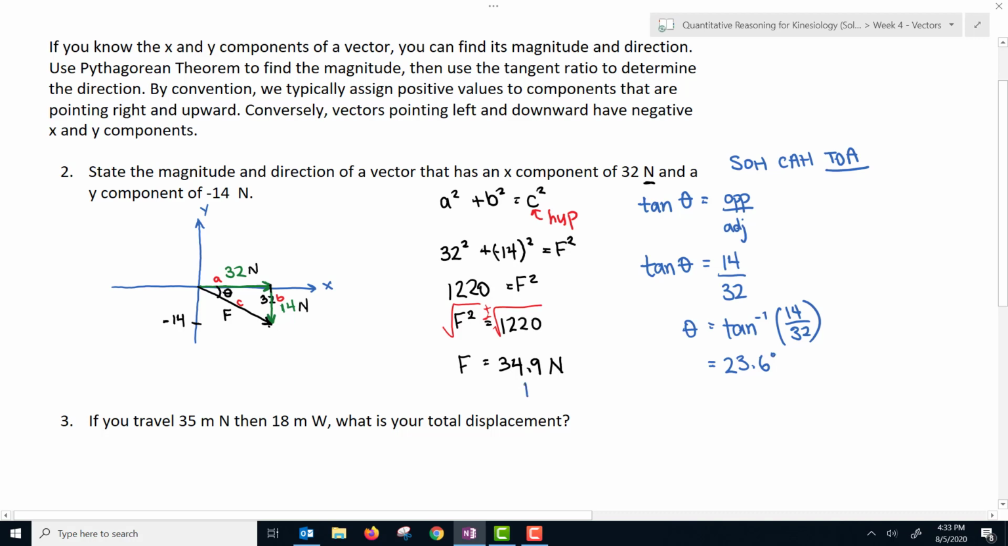So now the magnitude of the vector is 34.9 newtons. And the direction would be 23.6 degrees. Now, is that above or below? It's below. And is that the positive x-axis or the negative x-axis? It's the positive x-axis.